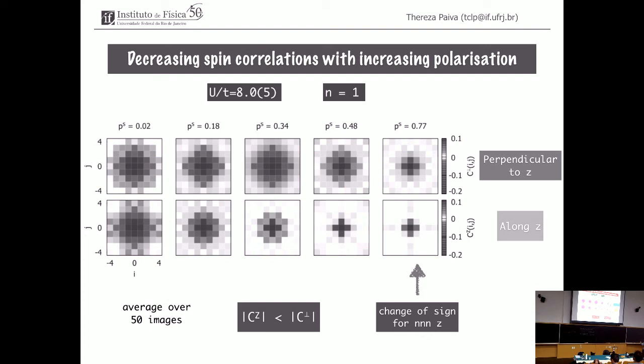We do see clearly that we start with this beautiful checkerboard pattern that shows antiferromagnetism, and for almost zero polarization, it's the same along and perpendicular to the field. And as we increase the polarization, we see that the spin-spin correlations are reduced, and they are different. They are more reduced along the Z direction than along the perpendicular direction. And here we do have a sign change along these diagonals that we are going to explore a little more.